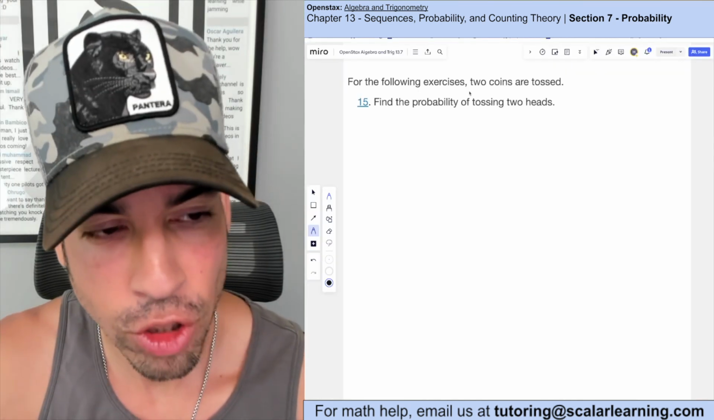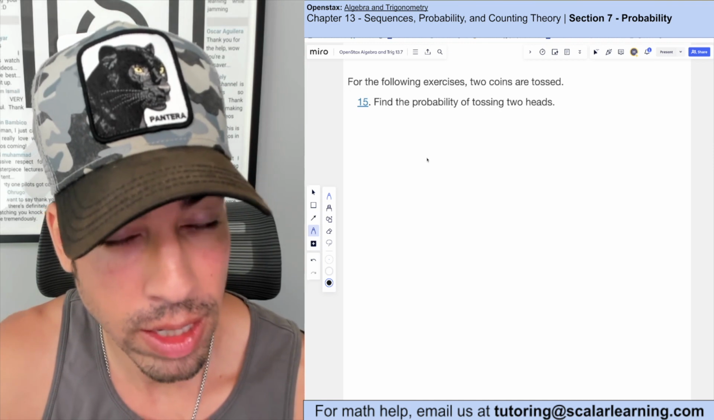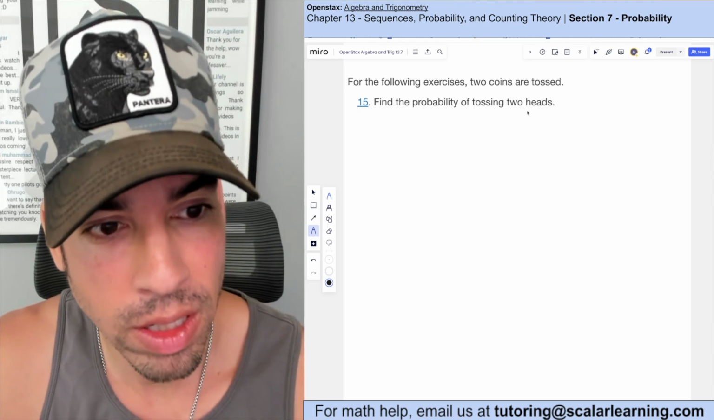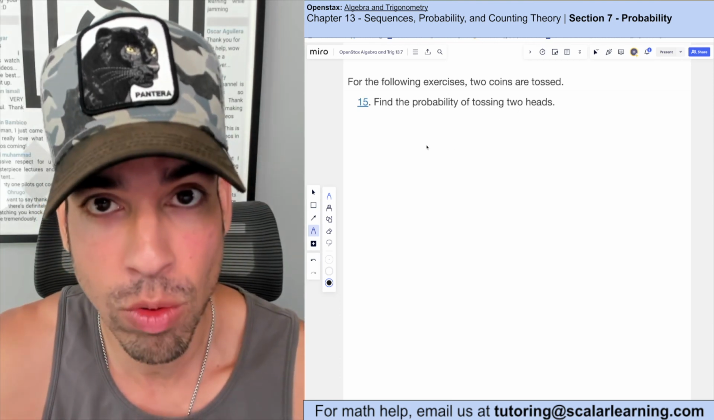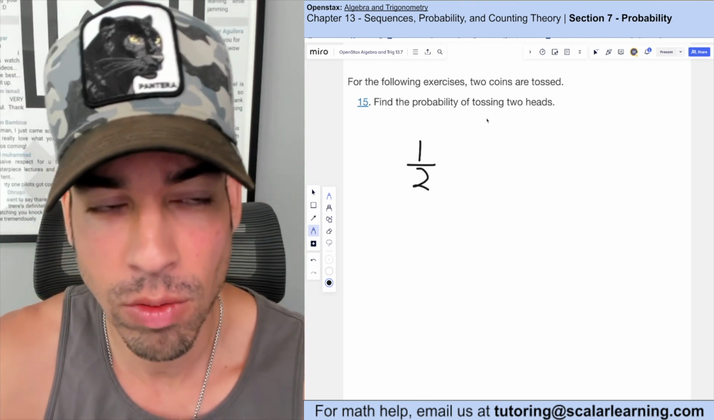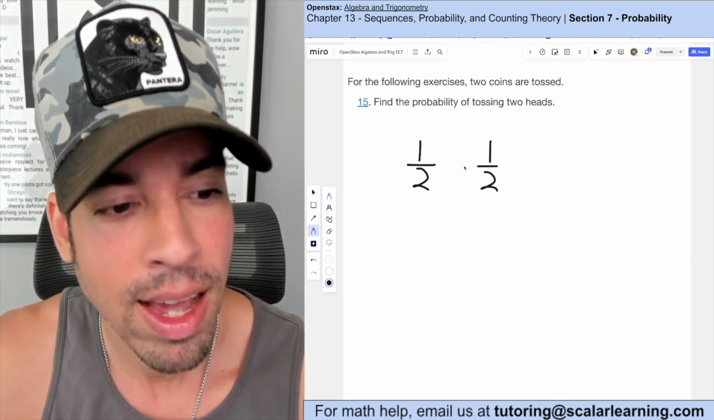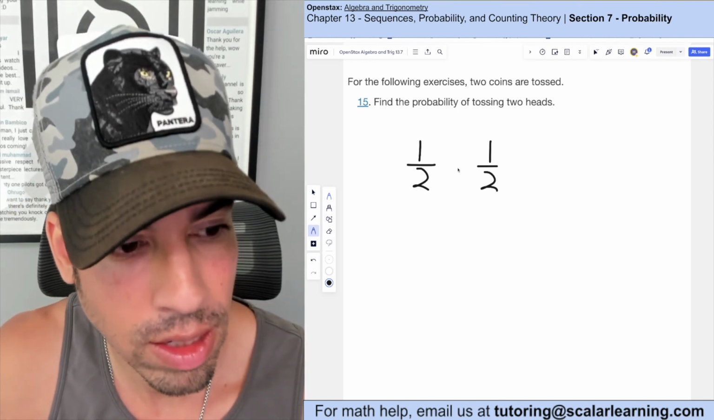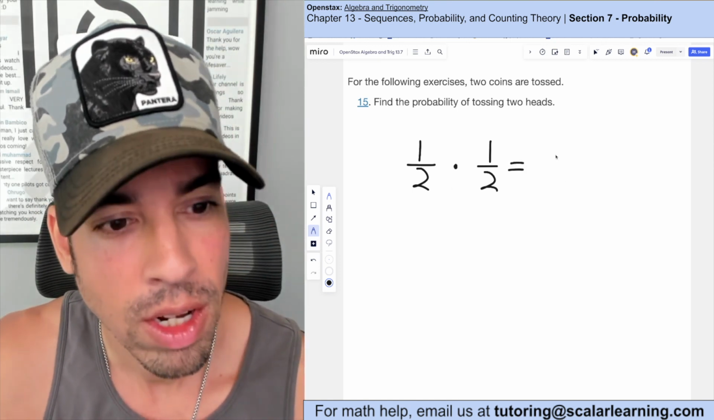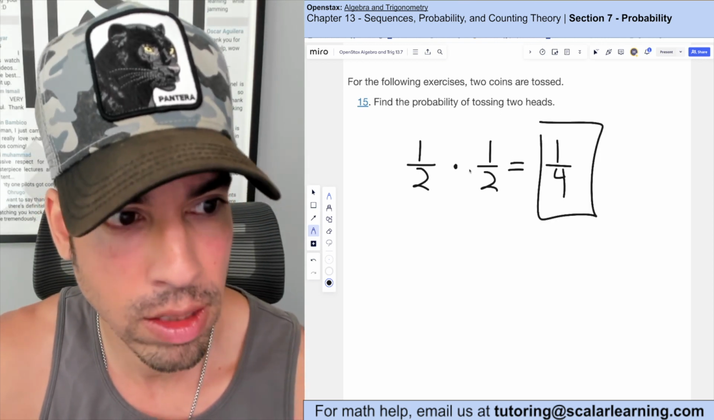Done. For the following exercises, 2 coins are tossed. Find the probability of tossing 2 heads. The way we can think about it is each of these coin tosses is an independent event, right? So what's the probability of getting a head on the first toss? Well, we got 2 options, tails and heads. So I've got 1 chance of getting a heads out of 2 outcomes. What about on the second toss? It's the same thing, right? It's again 1/2. So if we're trying to find the probability of getting a head and another head, this is going to be a multiplication situation. We take each of those individual probabilities and multiply them together to get 1 out of 4. And so that's the answer. We have a 1/4 chance of getting 2 heads. That's how you do it.